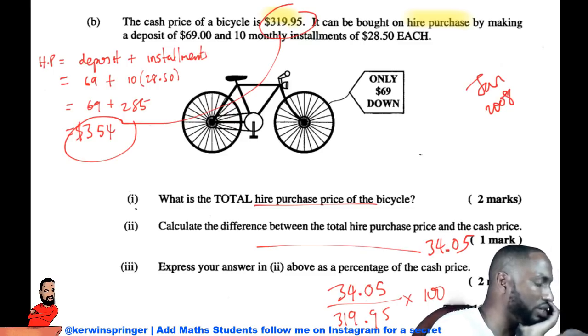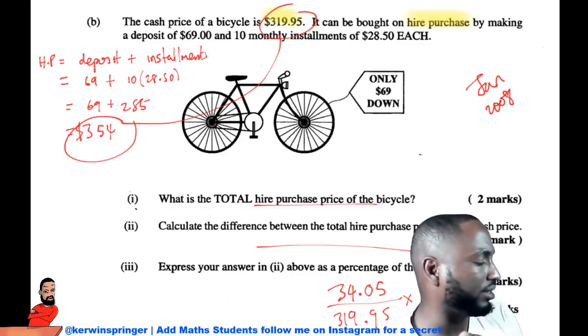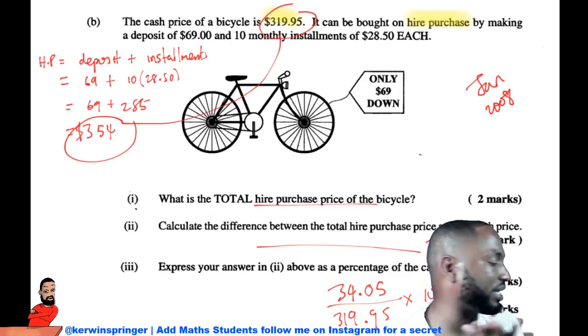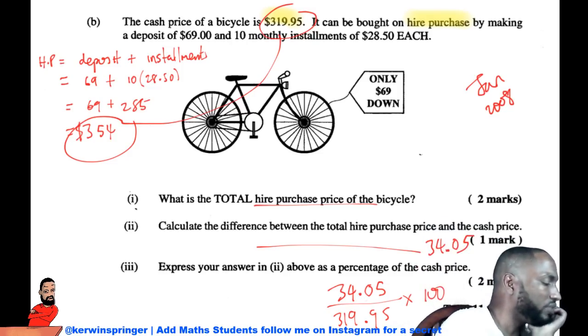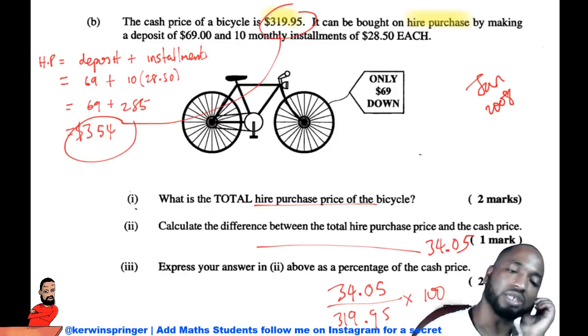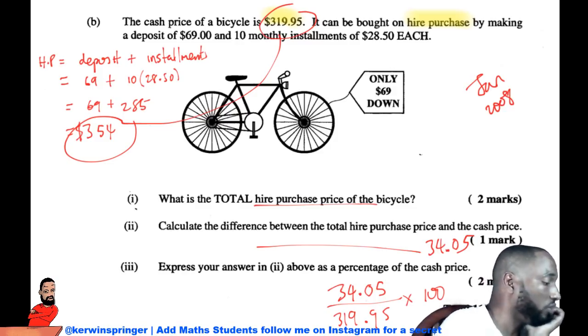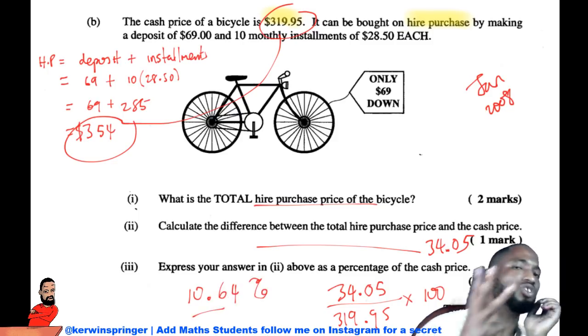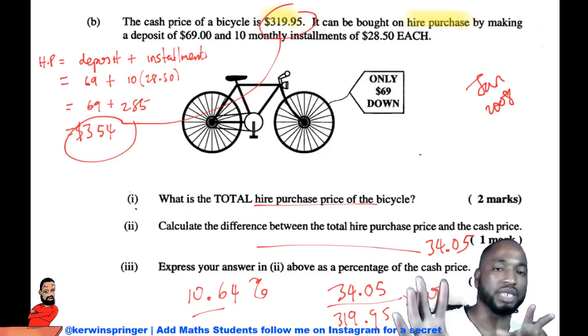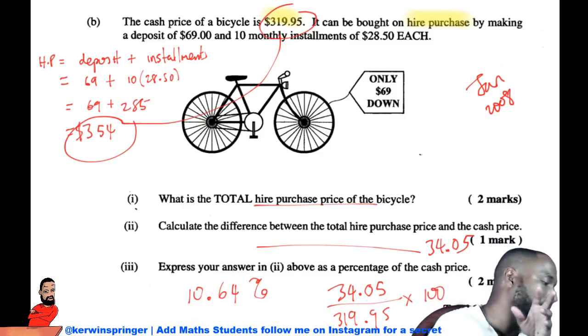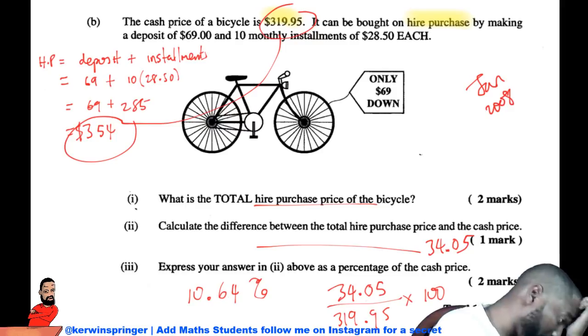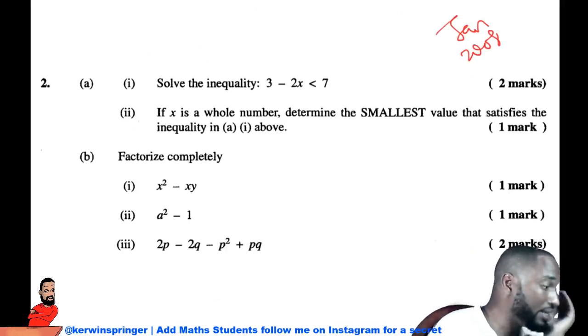I just don't like how they give that kind of percent, that kind of way. So that would make me double check my answer just to make sure. Calculate the difference between total hire purchase price... yeah, everything looks correct. So yeah, 10.64, whatever, 10.64%. Now for a question like this, it's normally three significant figures, 10.6%, but they ask for a percentage to one decimal place. That's good. 10.6% would have been nice as well.